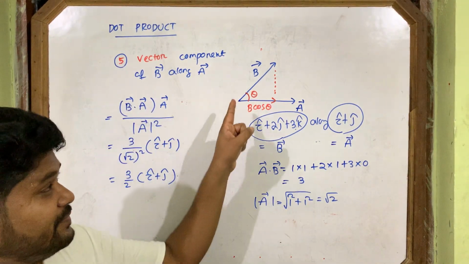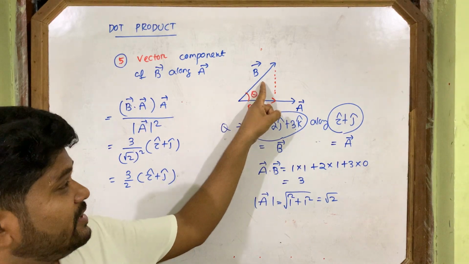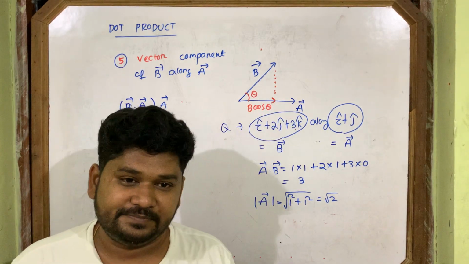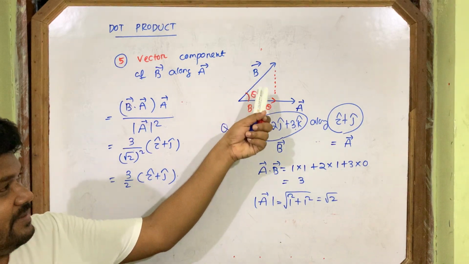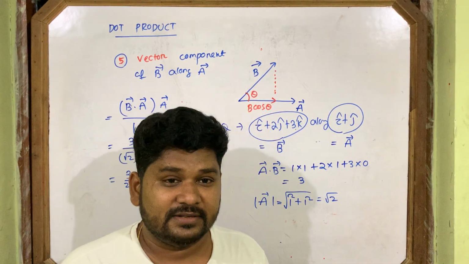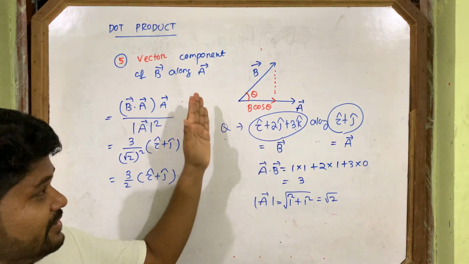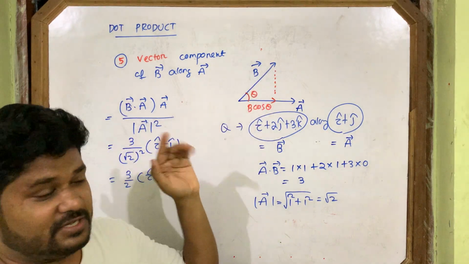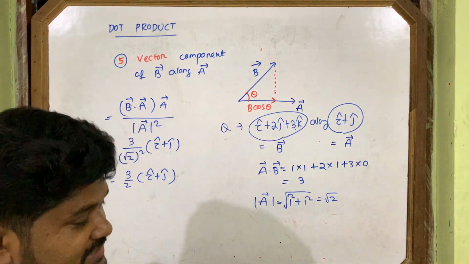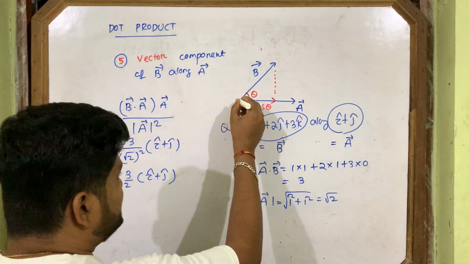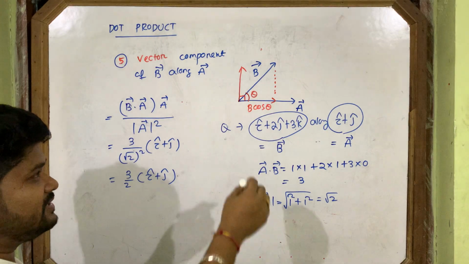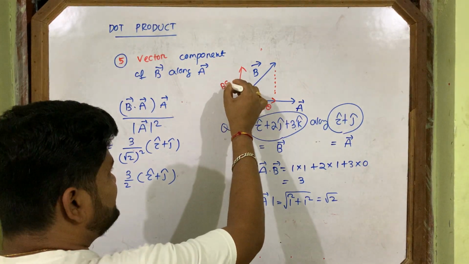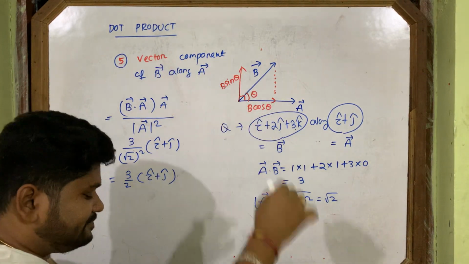Find the vector component of B vector perpendicular to A vector. Listen to my question. The component of B vector which is perpendicular to A vector means this is asking about which component? This component, because it is perpendicular to A vector. This component is B sin theta.